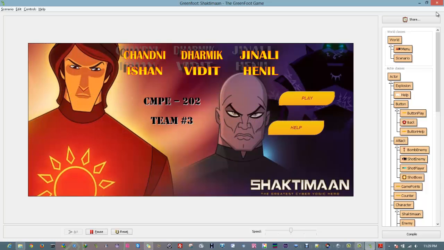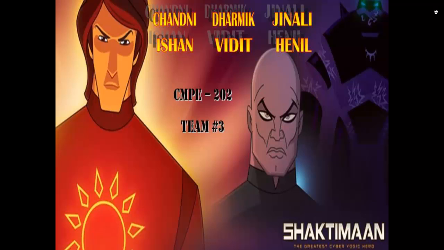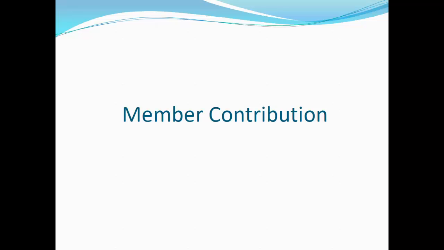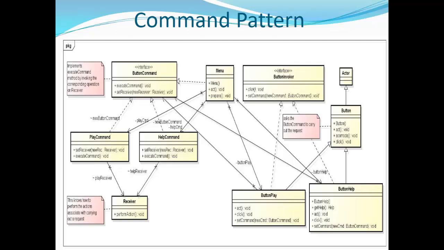As I said, here are the two buttons, the play and the help button. They extend the button superclass. Let's go to the UML diagram and technical details. So the command pattern has an object of the invoker which gets the command from the button and transfers it to a receiver via the button command interface.